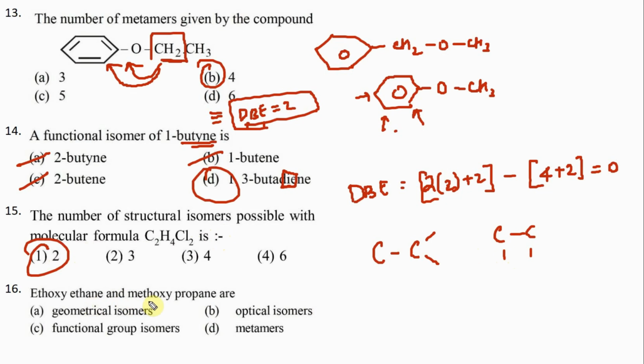Okay, ethoxy ethane and methoxy propane, these are metamers. Optical isomers are not given, but we can eliminate them. They are all oxy compounds, not functional isomers. We have not yet seen geometrical isomerism, but still we can tell that they are metamers.